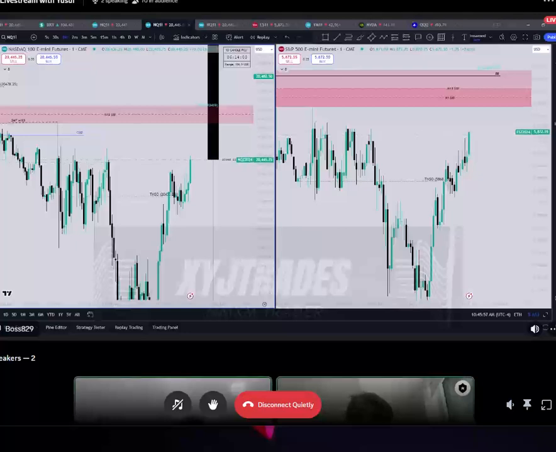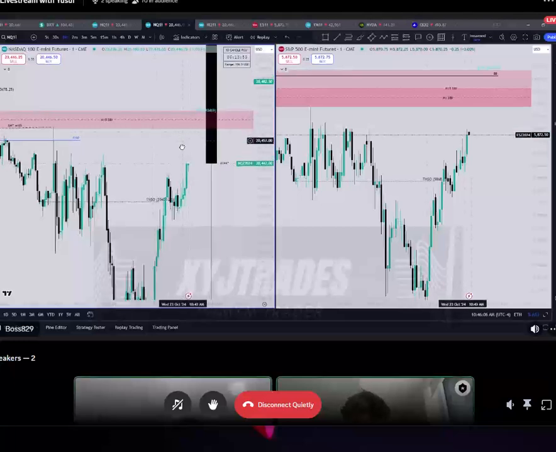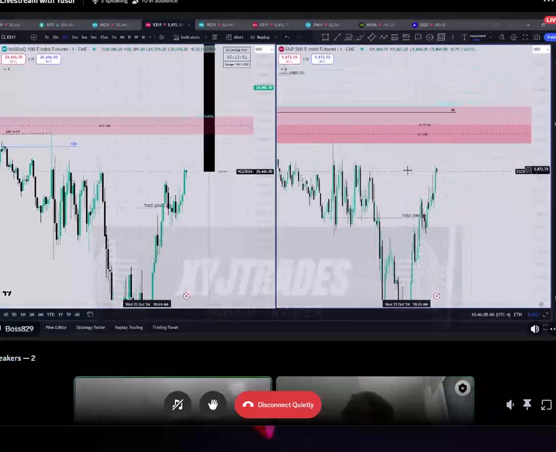See if Nasdaq wants to run those sides. ES wants to run those sides as well. That's the obvious short-term draw. Let's watch it happen.